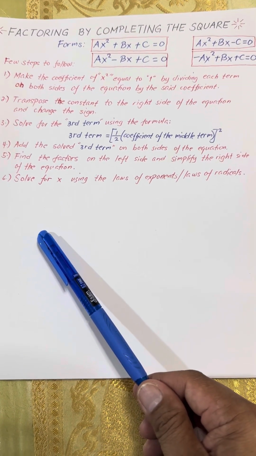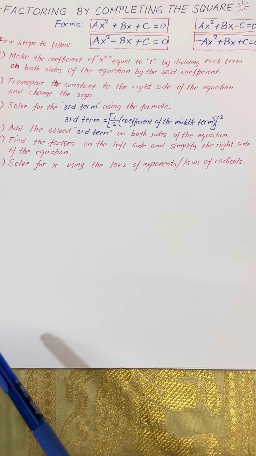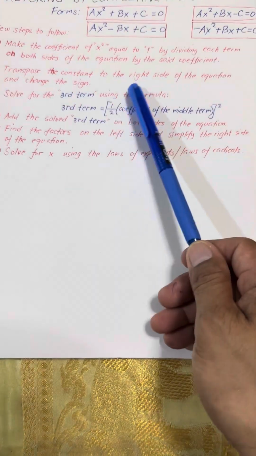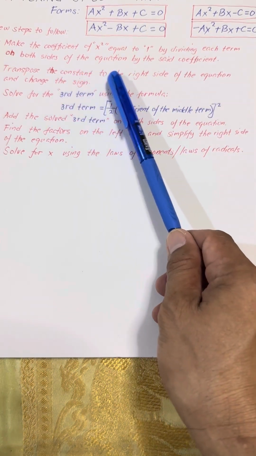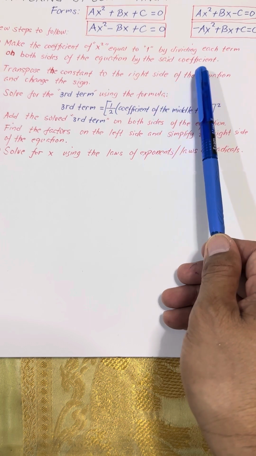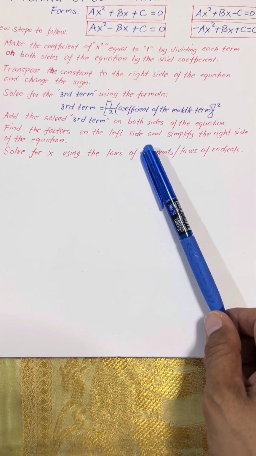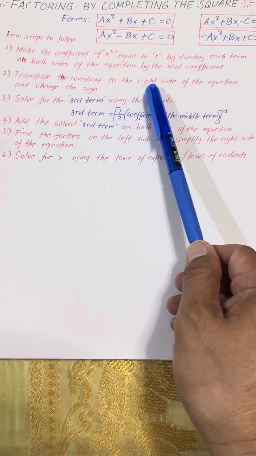Number one, we need to make the coefficient of x squared equal to 1. So how to do that? Just divide each term on both sides of the equation by the said coefficient of the x squared. Okay, then after that, the second step is to transpose the constant to the right side.